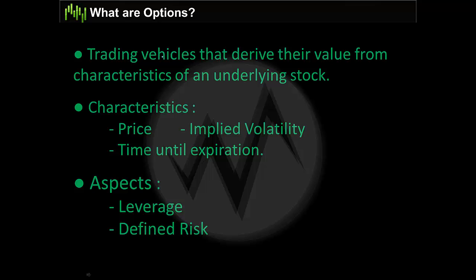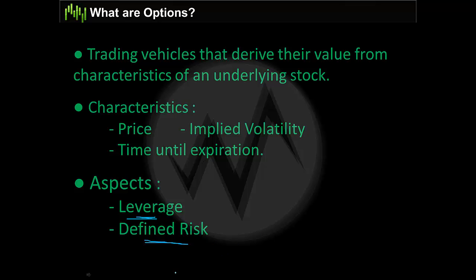But basically, let's step back and answer the first question. What are options? Options are basically thought of as trading vehicles that derive their value from characteristics of the underlying stock. These characteristics are price, implied volatility of the price movement of the stock, and the amount of time until expiration of that option. Options also have other aspects that are desired by investors, and that is leverage and defined risk. Two very important aspects.